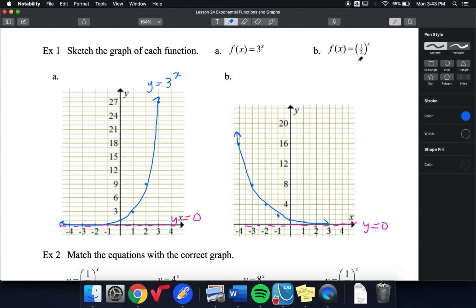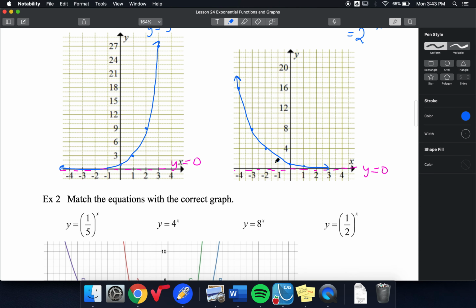So thinking about this, I could say that this is the same as 2 to the negative 1 to the power x, which is the same as 2 to the negative x. So I could think of this as a reflection of the 2 to the x graph over the y-axis, because there's my reflection with my negative x. So normally it would look like this, and now we've reflected it across the y-axis.